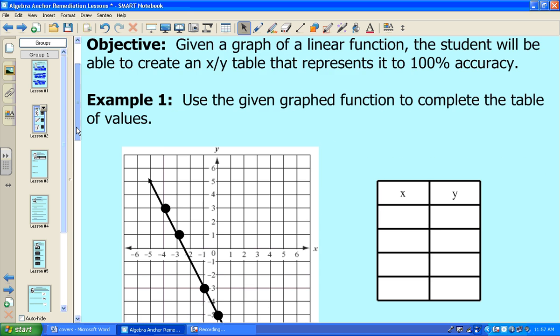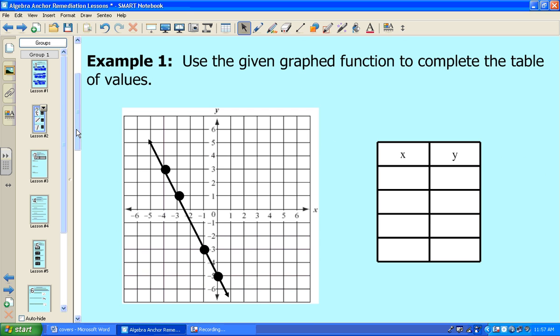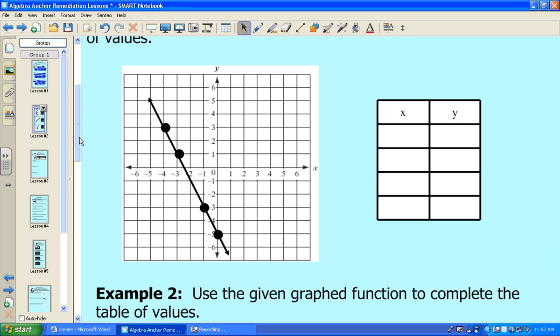Okay, in example 1, you're going to use the given graph function to complete the table of values. Okay, first of all, this is called a coordinate plane. And your line that you have on there is called a linear function because it forms a line. All right, on the coordinate plane, you have two axes. You have your x-axis right here, which we label that x. That is always going to be the first number that you give.